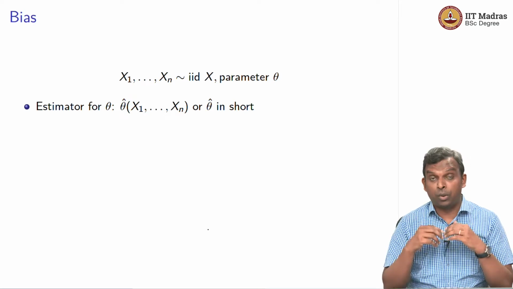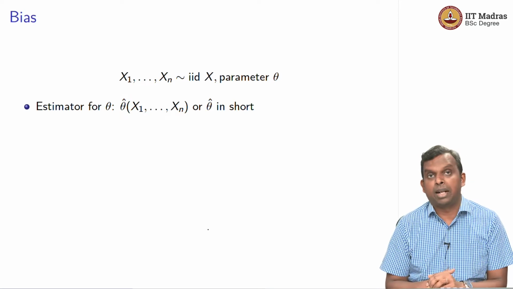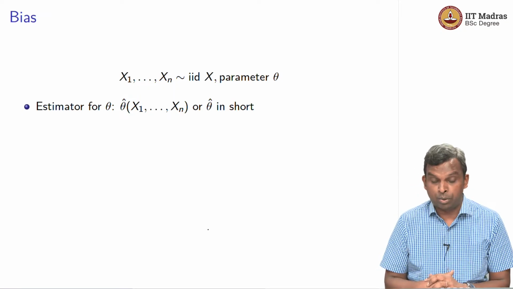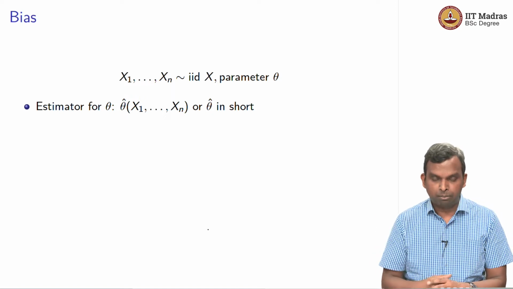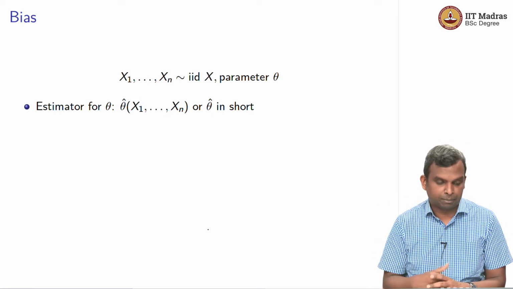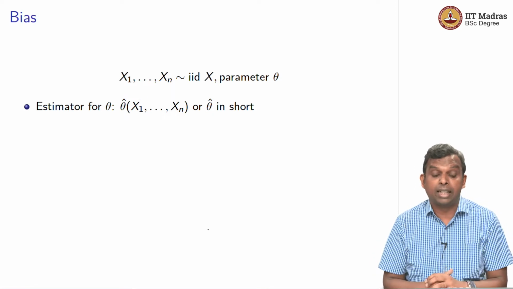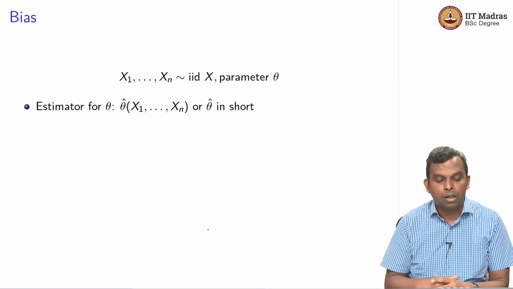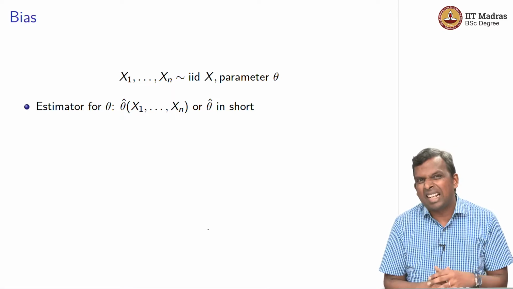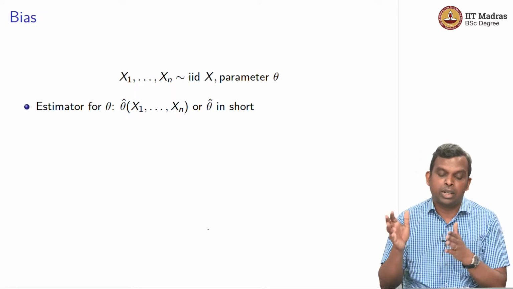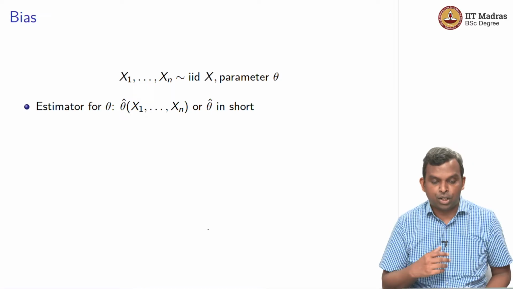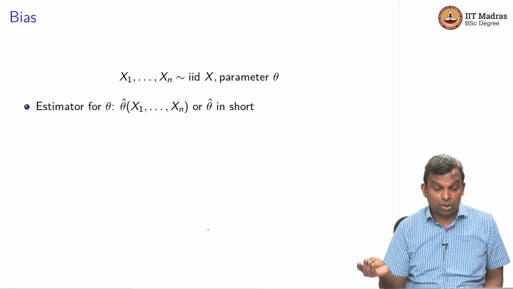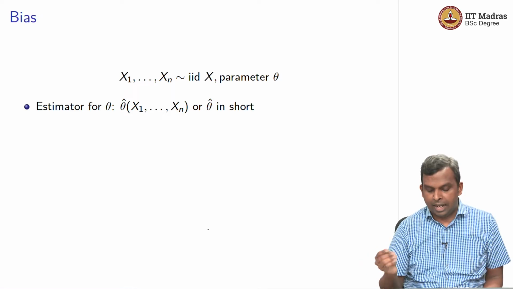We're now ready to define the bias of an estimator. Once again, you have n IID samples according to a distribution X, which is described by some unknown parameter theta. An estimator for theta, we know already, is a function from the samples to the real line. We've been denoting it theta hat, so theta hat of X1 to Xn, or simply theta hat in short. So you have an estimator, you have a parameter, a distribution in terms of the parameter, and n IID samples.